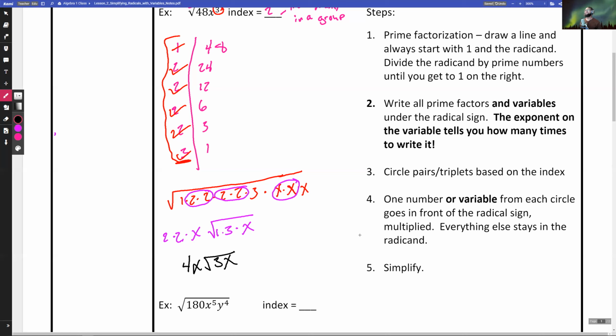That's what step number 2 says. Write the prime factors and variables, and the exponents tell us how many times to write them. That's the new part. This portion here, let me underline that. So when you're going back through and looking at the notes, here's where we cover the variables. Step 2 in lesson 2 tells us what to do with the variables. Everything else is the same as it was last time.